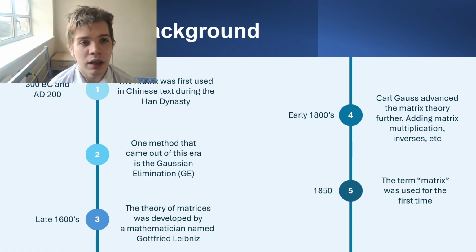And then, in the late 1600s, the theory of matrices was developed by a mathematician called Gottfried Leibniz. Furthermore, in the early 1800s, a mathematician called Carl Gauss advanced the matrix theory even further by adding more operations, for example, matrix multiplications and inverse, etc. And finally, in 1850, the term matrix was used for the first time.